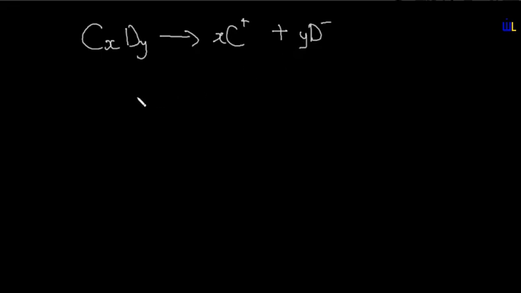Now, solubility product is simply the equilibrium constant for a dissolution process. Which means if I have this substance, CxDy, and I dissolve it, it is going to give me C positive plus D negative. How many C do I have? x. How many D do I have? y. Can you all see this?